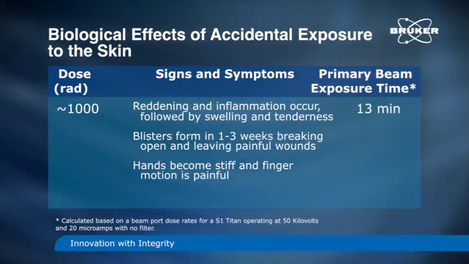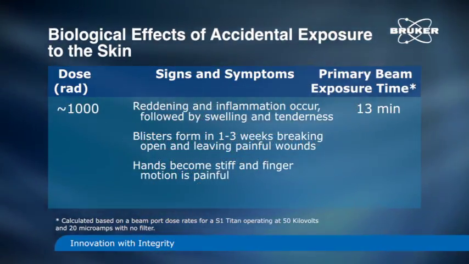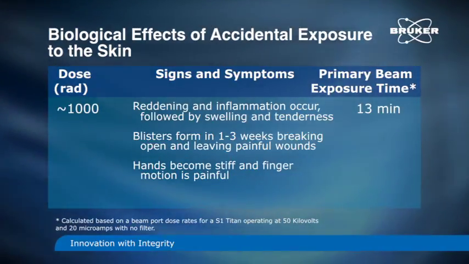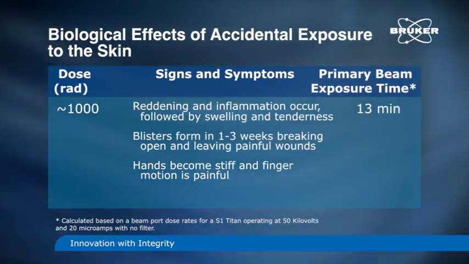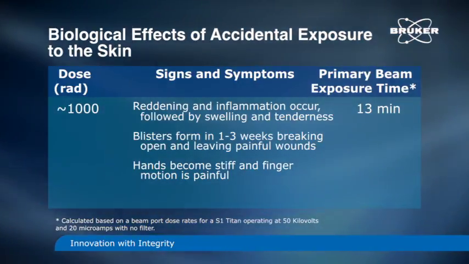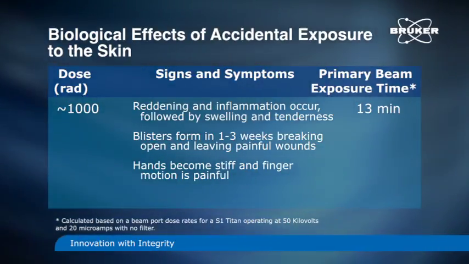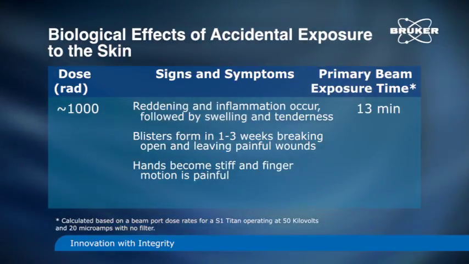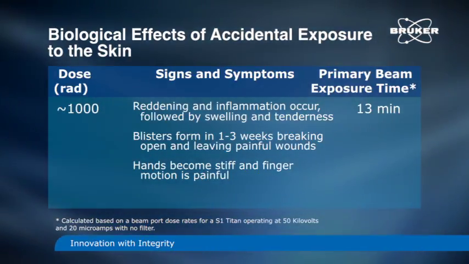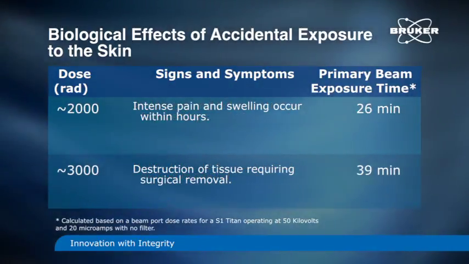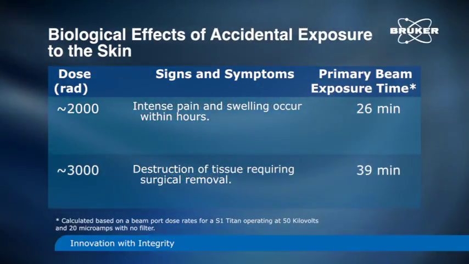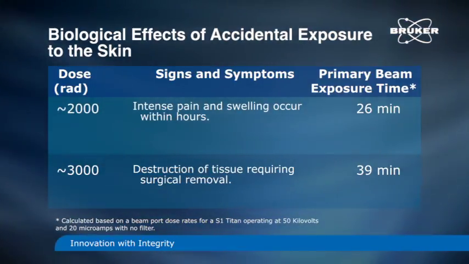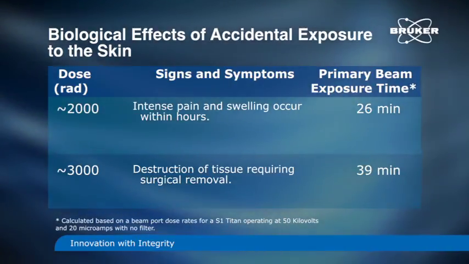An acute dose of approximately 1,000 rad or 10 gray to a body part causes serious tissue damage similar to a second-degree thermal burn. Reddening and inflammation occur, followed by swelling and tenderness. Blisters will form within 1 to 3 weeks and will break open, leaving raw, painful wounds that can become infected. Hands exposed to such a dose become stiff, and finger motion is painful. An acute dose of approximately 2,000 rad or 20 gray to a body part causes severe tissue damage, similar to a scalding or a chemical burn. Intense pain and swelling occur within hours.